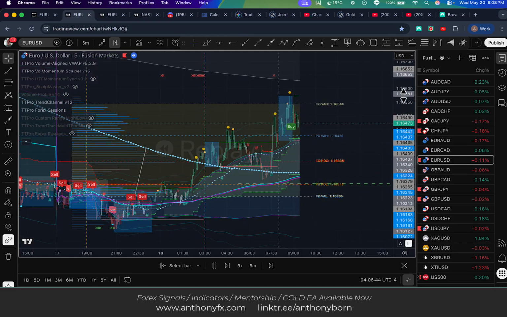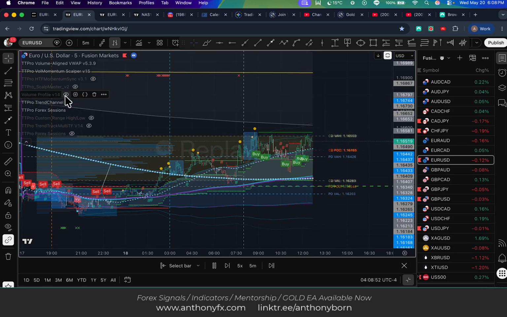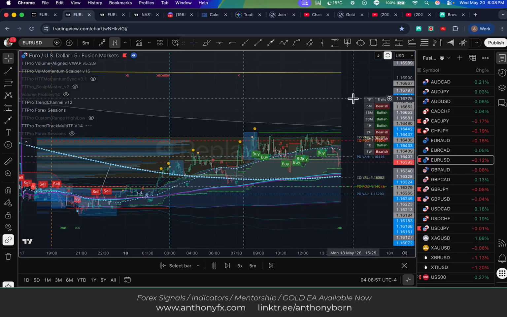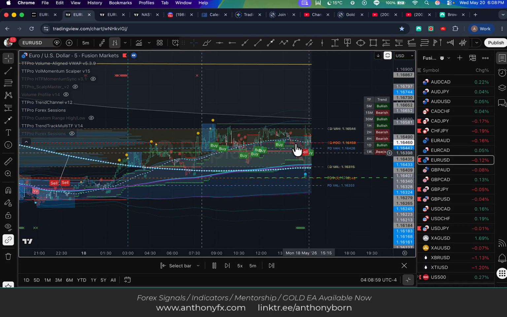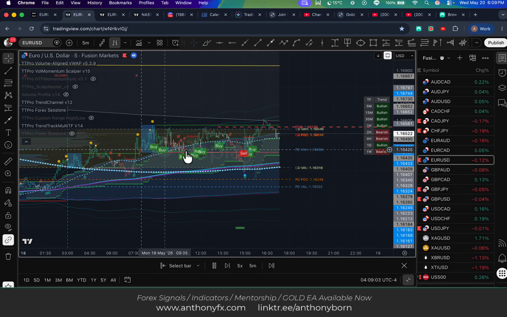All right, so there's a buy, but we don't have two signals, so don't touch it. Is it going against the trend? Where's the trend? The Trend Track Multi. Trend Track Multi's bearish, see? So you probably don't want to get involved with that. You want two signals to kick in, guys, so you just ignore all of that.